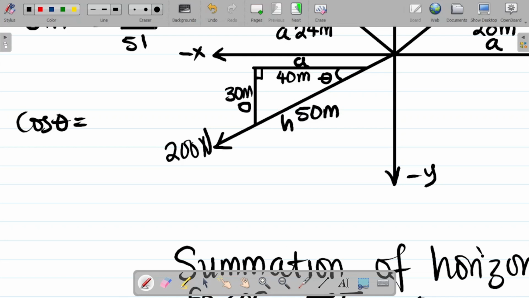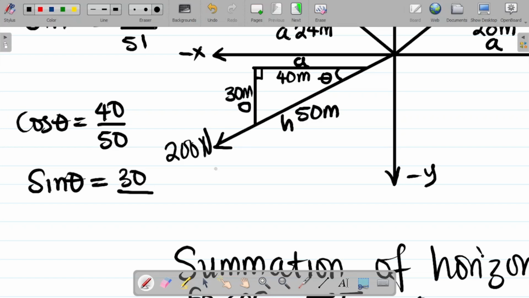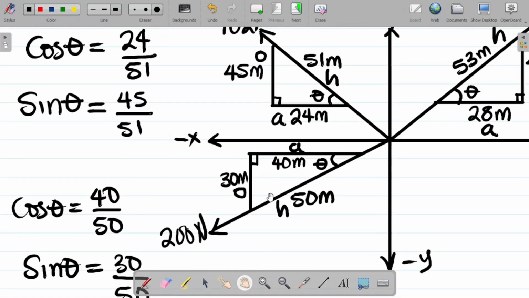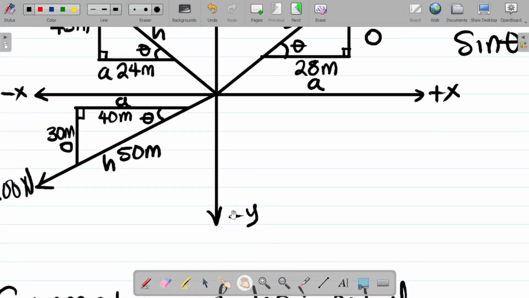So cos theta is adjacent over hypotenuse, which is 40 over 50. Let's take sine of theta. Sine theta in this case is opposite, that's 30, over hypotenuse, which is 50. All right, with this now, we can proceed to resolve this. Okay, let's resolve this.